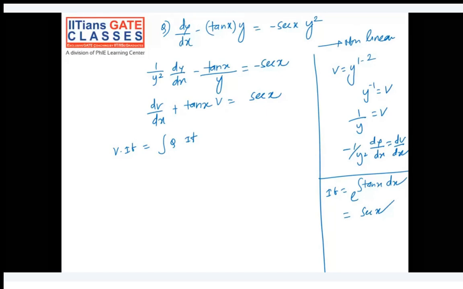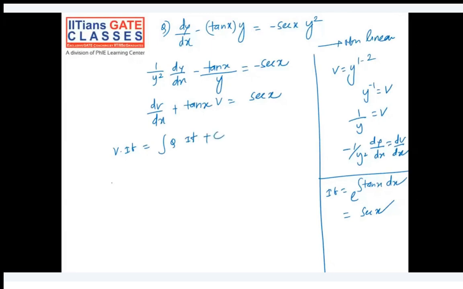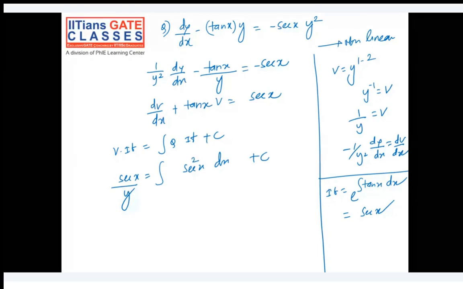So what is v? So basically v into sec x is equal to integration of q into sec x dx plus c. So what is v basically? We have written v as 1 upon y. So can I write here sec x by y equal to what is q? Q is, sorry, q is again sec x. So I can write it as sec square x dx. What is integration of sec square x? It is tan x. So sec x by y is equal to tan x plus c.